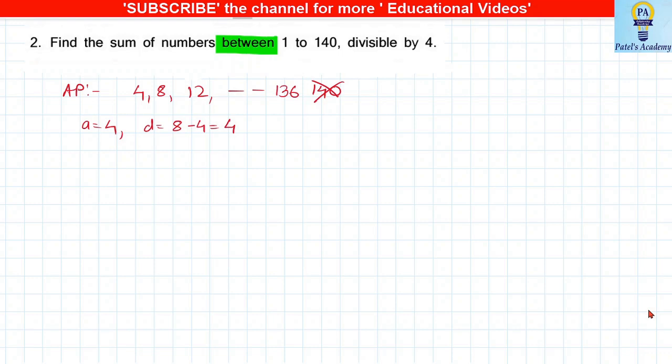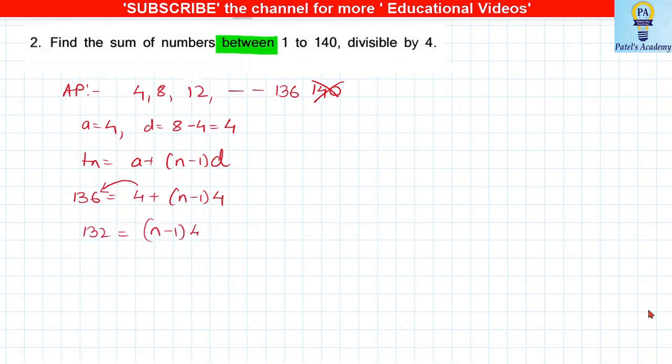Now again you have to find out Sn, but first we have to find out N. So Tn equals A plus (n minus 1)d. Tn is 136, A is 4, d is 4. After I shift 4 here, what I get is 132 equals (n minus 1) into 4. 132 upon 4 is n minus 1. If I divide this, what I get is 33. So n equals 33 plus 1, that is 34. Okay, so I got n as 34.